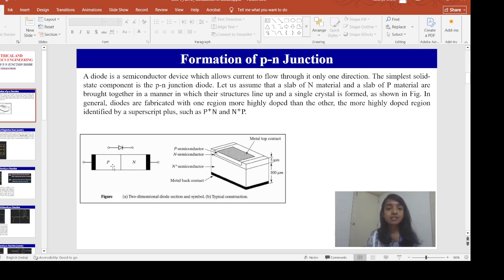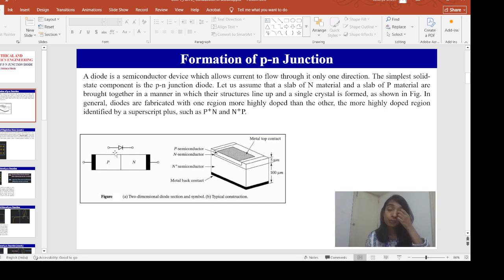So the simplest solid state component is a p-n junction diode. This is the schematic symbol of your p-n junction diode. This is the P side and this is the N side. The N side is called the cathode and the P side is called the anode.